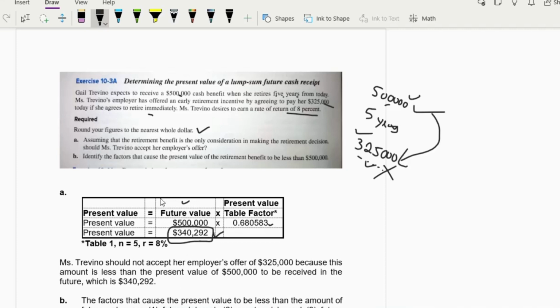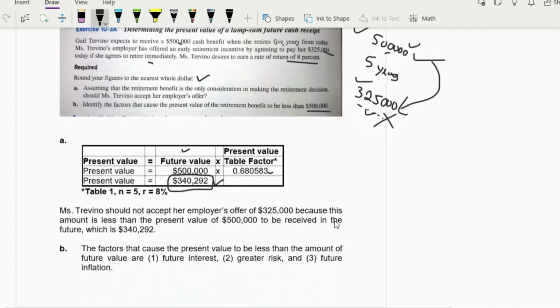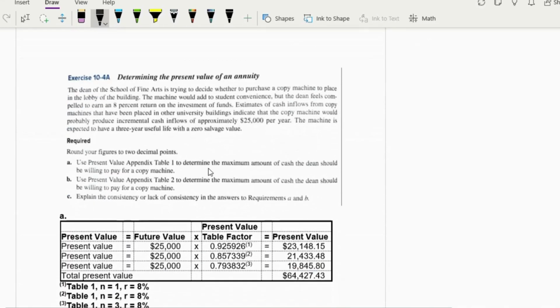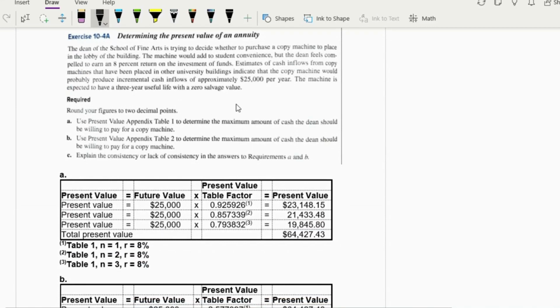Okay, point number B is identify the factor that caused the present value of retirement benefit to be less than 500,000. They ask why the present value is less than the 500,000. So there are many things: because of inflation, because of the interest factor, because of the risk. These things are the reason why the future value is not equal to the present value. Let's move on towards the next question.